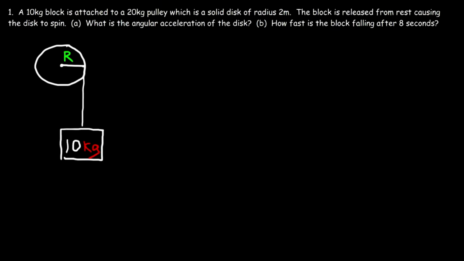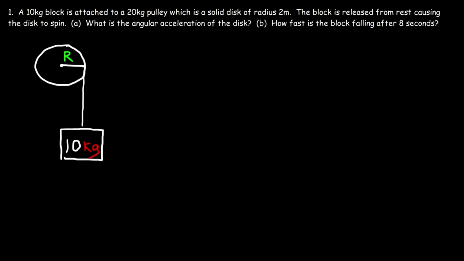A 10 kilogram block is attached to a 20 kilogram pulley, which is a solid disc of radius 2 meters. The block is released from rest, causing the disc to spin. What is the angular acceleration of the disc? And how fast is the block falling after 8 seconds?